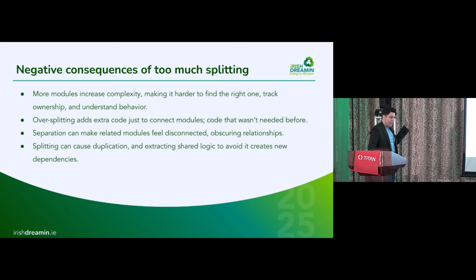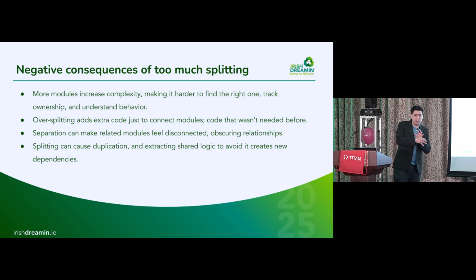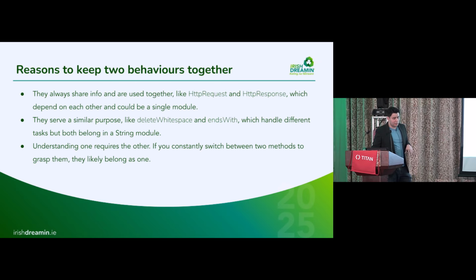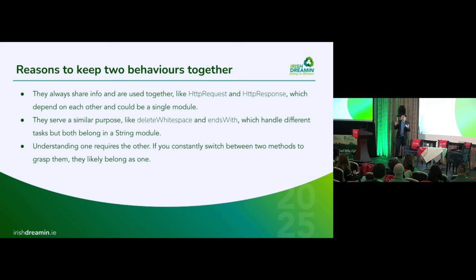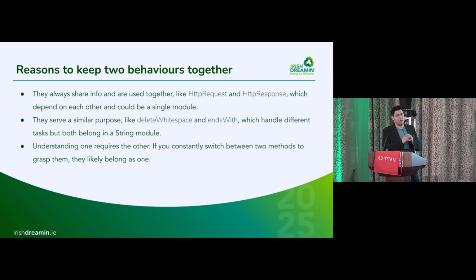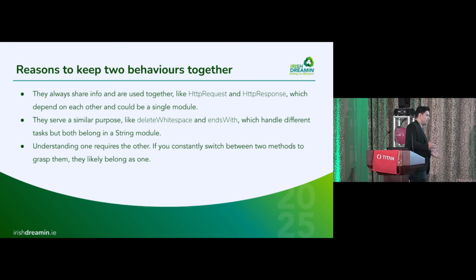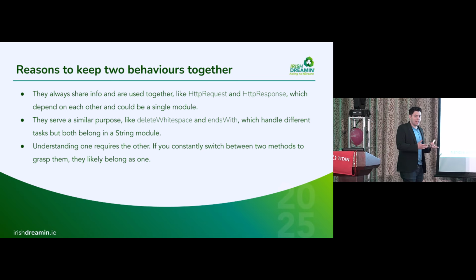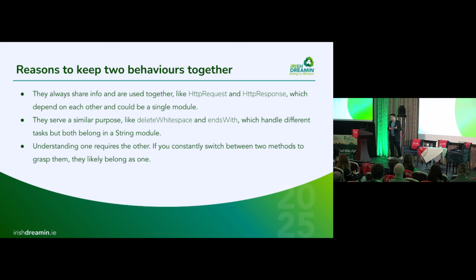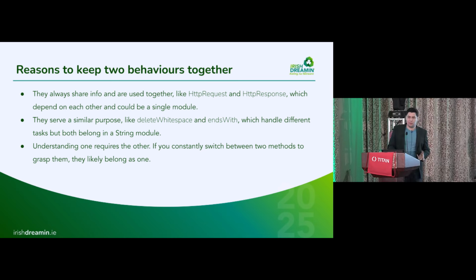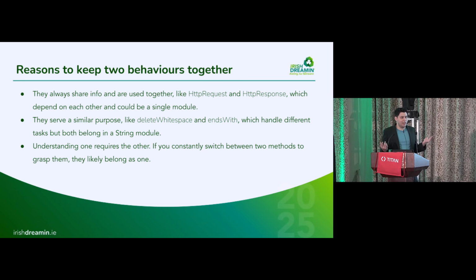So that's the negative consequences of splitting things too much, but there are other reasons where you should consider keeping things together. So for example, if they're always used together and they share the same information, they share the same protocols, and they depend on each other, then maybe they should be one. Again, I give the example of this because I've always found it weird that I have to create two classes for this when in languages like .NET or even JavaScript, I just need to use one thing and that's it.